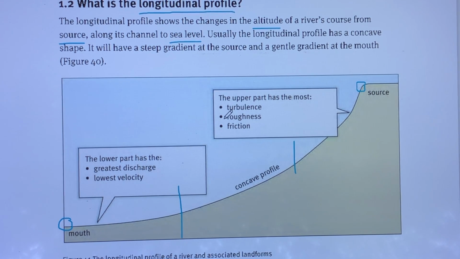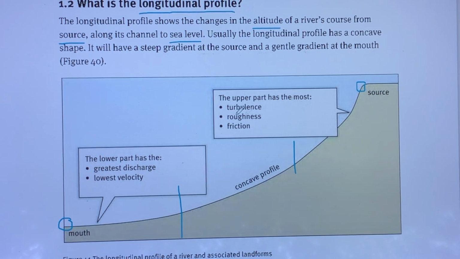So usually the longitudinal profile has a concave shape. It's going to be displayed like this, guys. So it will have a steeper gradient at the source and a gentle one at the mouth. So I mean that, as I told you, this is a high-lying area. As you move apart from the upper course, the river gradient decreases. So I mean that it becomes gentle, okay, yes, until you reach the mouth. So in the mouth, or in the lower course, it's more gentle.